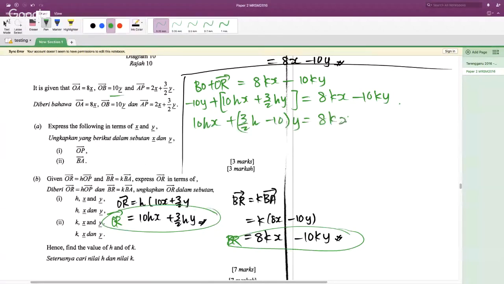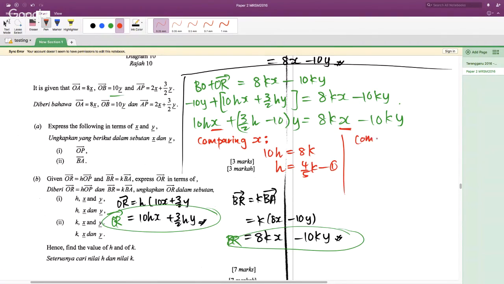All right, so then the next thing I will do is the comparing. The first thing I'm comparing is x. So comparing x, I will get 10h basically equals 8k. Maybe h equals 4 over 5k. I call this one the first equation.